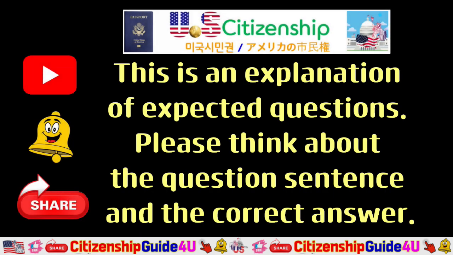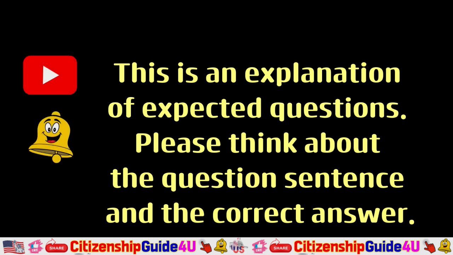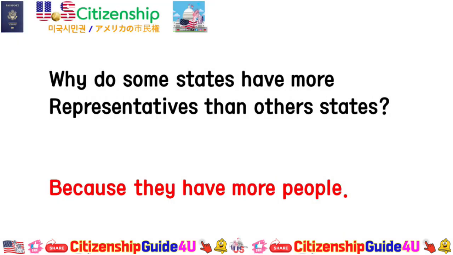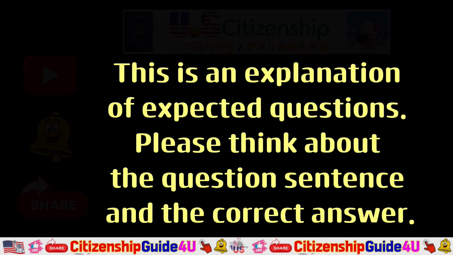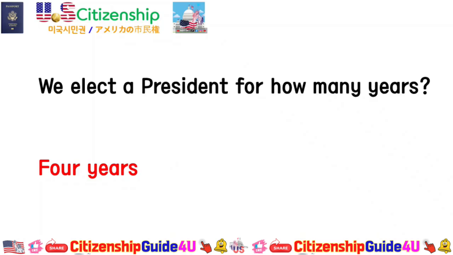The number of members of the House of Representatives varies from state to state based on population. This system ensures that more populous states have a greater number of representatives, reflecting the principle of proportional representation. Why do some states have more representatives than other states? Because they have more people. The President of the United States serves a 4-year term. A president can be re-elected for a second term. We elect a president for how many years?